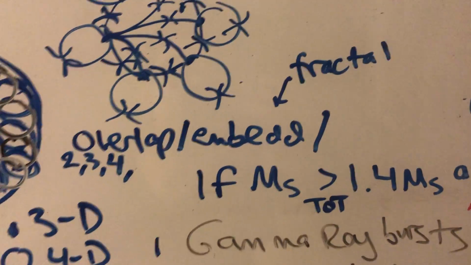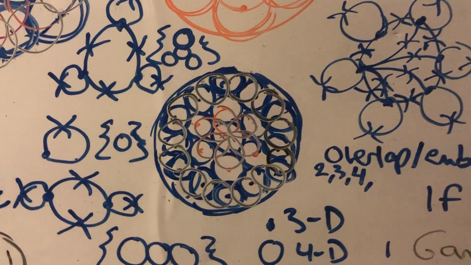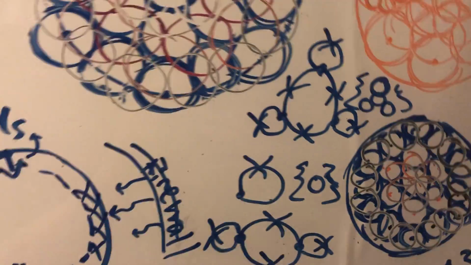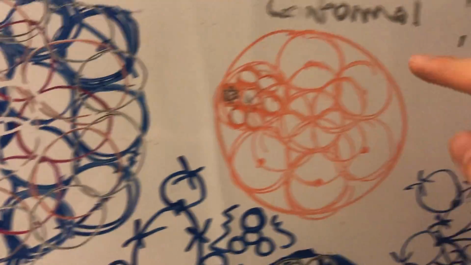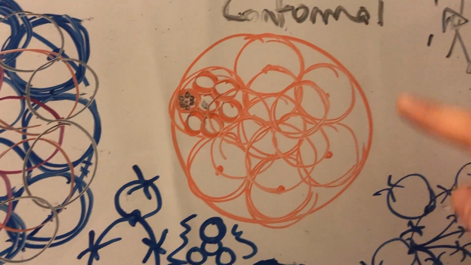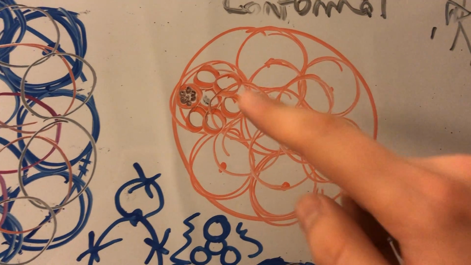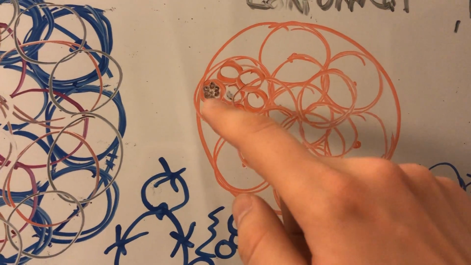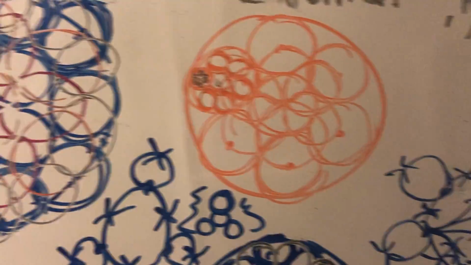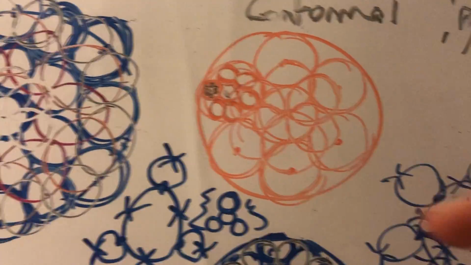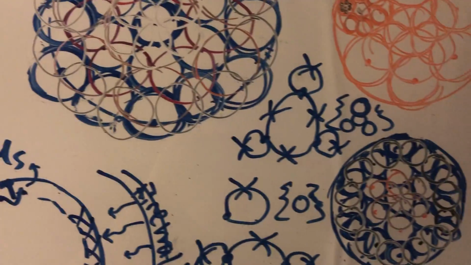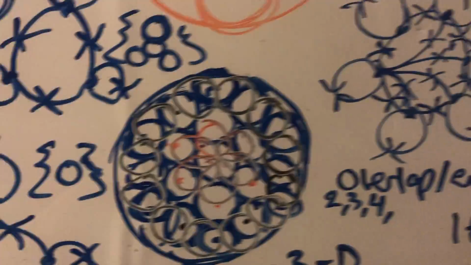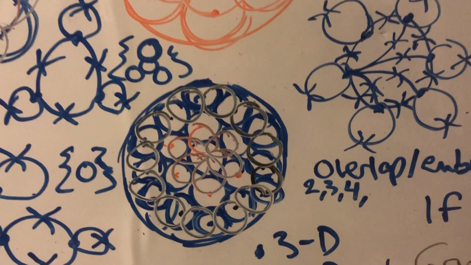So the way I thought of them was there's overlaps and there's embedding, and then there's encircling. I didn't write that one down, but you can think of this outer one as encircling, these as overlapping, and these as embedding. So you can keep going deeper and deeper into a fractal, zoom in or out. You can overlap in 2, 3, or 4.